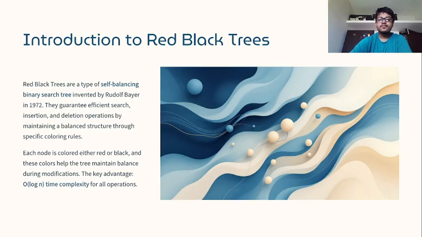Introduction to red-black trees. Red-black trees were first introduced by Rudolf Bayer in 1972. They are designed to solve the main problem of normal binary search trees. In a normal binary search tree, if data is inserted in sorted order, the tree becomes very tall and behaves like a linked list. This makes operations slow. Red-black trees solve this problem by using color rules and rotations to keep the tree balanced, ensuring that all operations work in logarithmic time complexity.